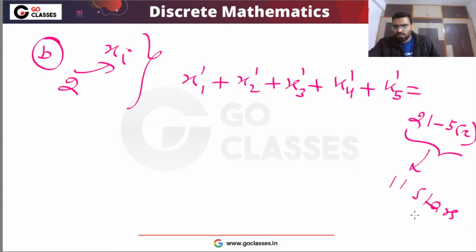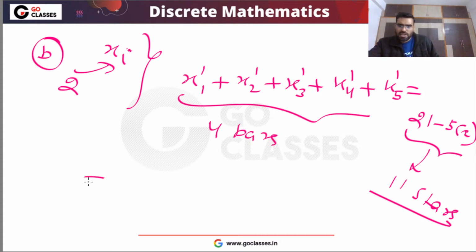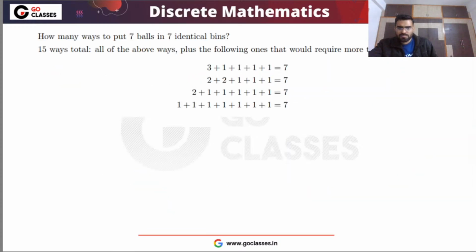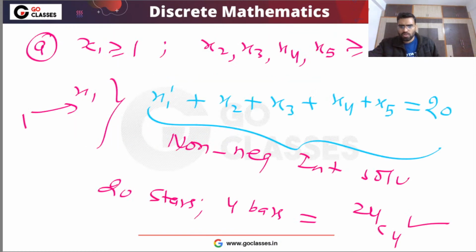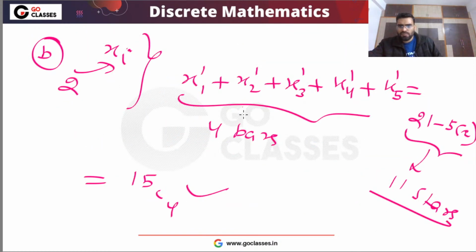So you finally have 11 stars, and of course you have 4 bars. So finally the answer will be 15C4. Is this clear? Both these questions are very simple, because here it says that to every variable you should give at least 2. So directly give 2, and the remaining will be 11. These are the 11 stars, and you need only 4 boundaries, so 4 bars. 11 stars, 4 bars, so the answer is 15C4.